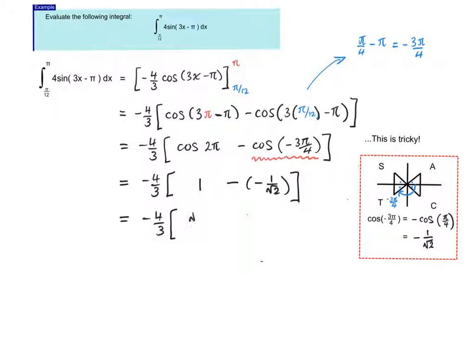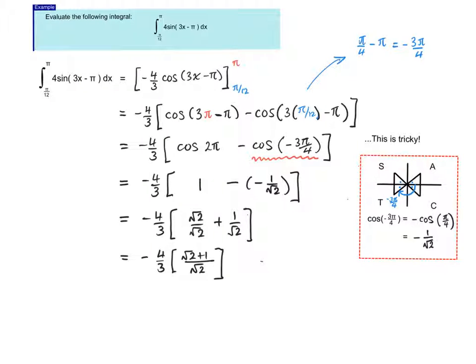We could rewrite it as root 2 over root 2. Minus minus, of course, makes a plus. Plus 1 over root 2. And then we can express it as a single fraction. We can make it minus 4 over 3 times root 2 plus 1 over root 2. And that is basically the answer.